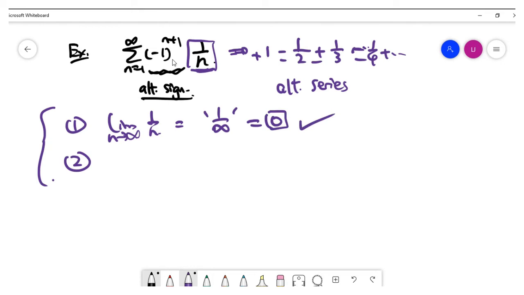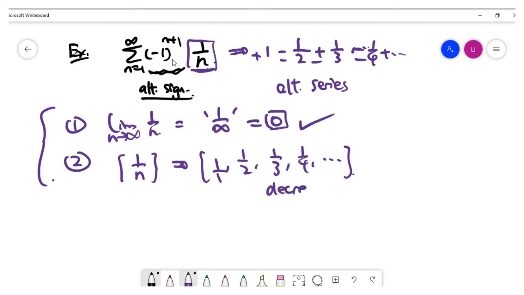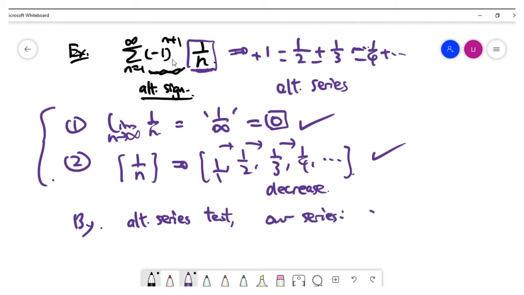How about the second condition? The second condition is that we have to look at this sequence. If you think of it separately as a sequence of numbers, I think it's obvious that this is a decreasing sequence, because the top is a fixed number 1, and every time you go to the next number, you have to increase the denominator, right? So it's obviously a decreasing sequence, and both conditions are satisfied. So I can claim that by the alternating series test, our series is convergent.